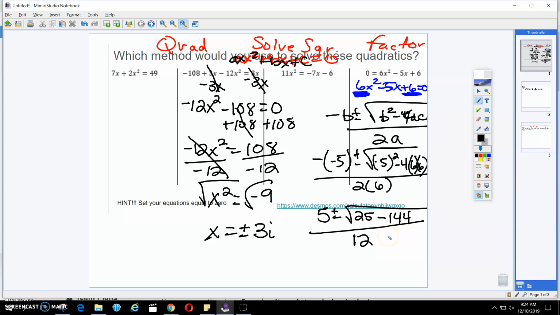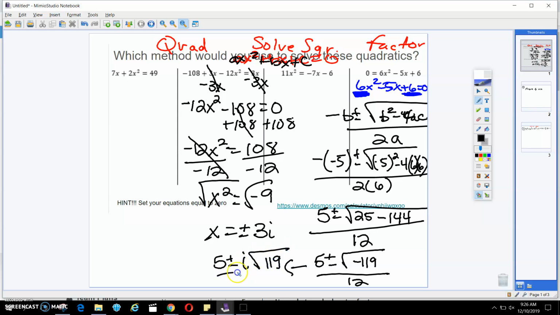Boom. All right, so 25 minus 144. What is that going to give me? Negative 119. All right, so we're going to have negative 119 over 12. I can write, I promise. Okay, so since there's no factors of 119 and we can't simplify the radical, we're going to write this as 5 plus or minus i square root of 119 over 12.